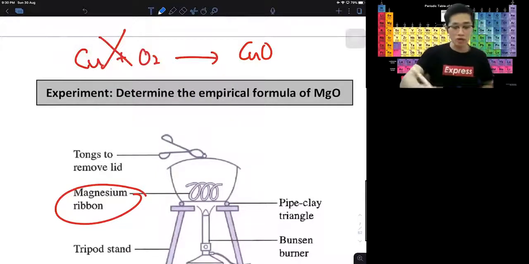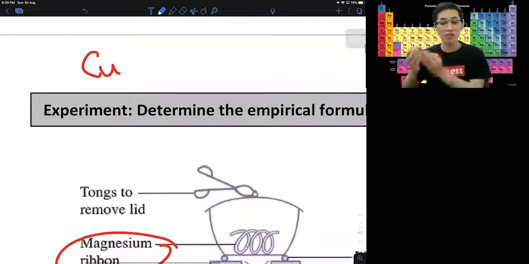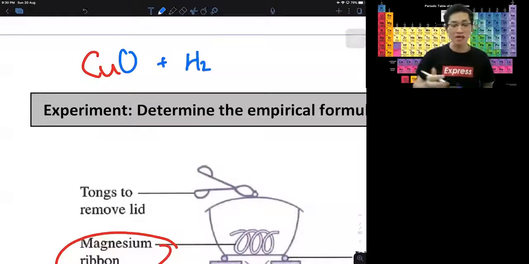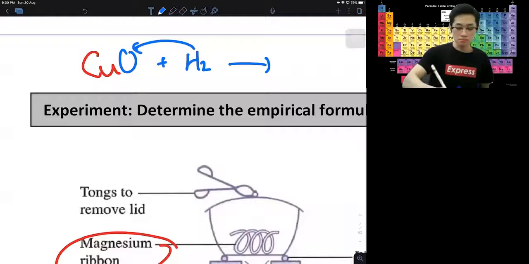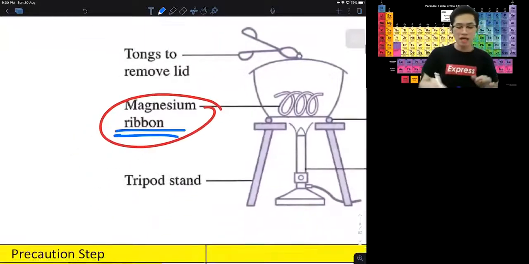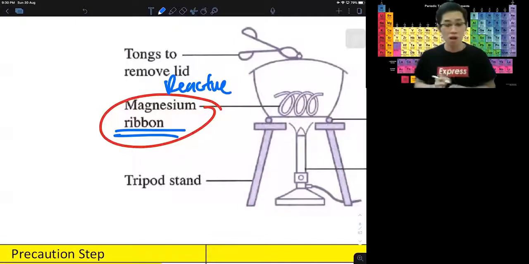So the only way we can do is, it is not reactive, we can't let it react with oxygen directly, so we can only use a more reactive substance to steal the girlfriend so that we can know the mass of different substances, copper and oxygen. But now, when it comes to magnesium ribbon, which is a lot more reactive than copper, even the hydrogen also cannot steal the girlfriend. It is too handsome already.